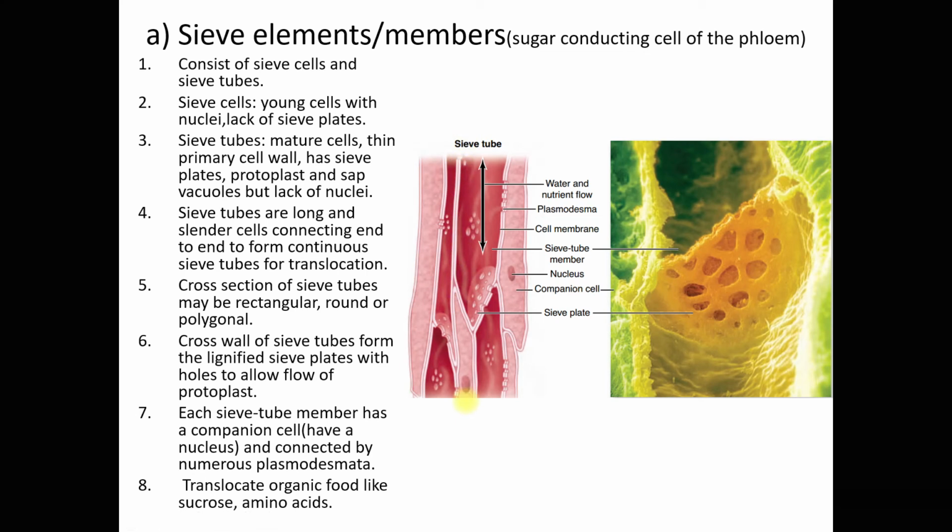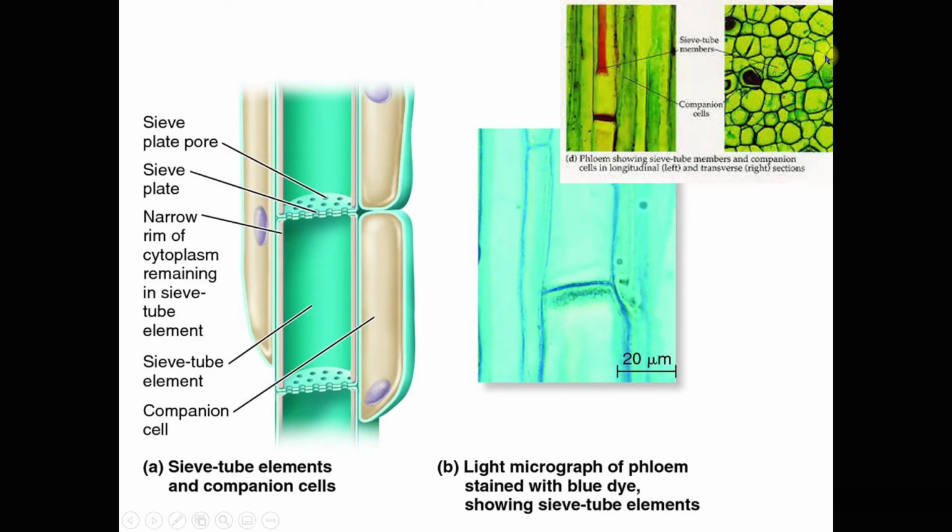Don't forget the phytochrome hormones. Yes, this is the cross section of the sieve tube. Look at this shape. This is polygonal, and this is almost rectangular. They have all kinds of shapes. And the companion cell, when it comes to size, is always found next to the sieve tube, and their size is smaller. Can you see? Their size is smaller. This is the sieve plate with sieve plate pore.